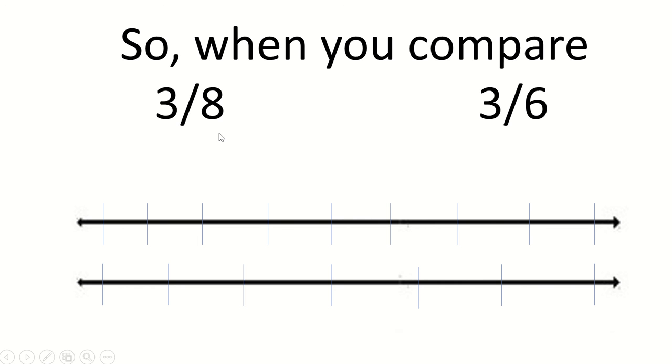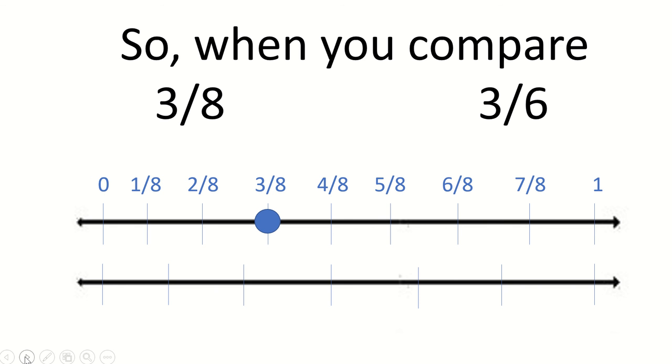So look at comparing 3/8 and 3/6. You notice that the denominators are not the same. The numerators are both 3, so they're both going to have 3 parts. But the denominators are different. 3/8 is going to be 3 out of 8 parts, and this is going to be 3 out of 6 parts. So I'm going to draw a number line, and I'm going to divide it into 8 equal parts, starting at 0 and ending at 1. And then I'm going to go ahead and label 3/8 with a blue dot.